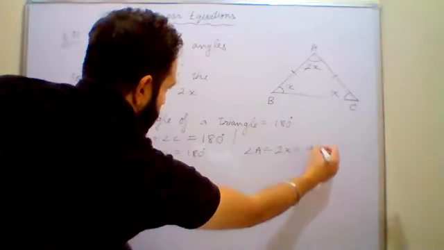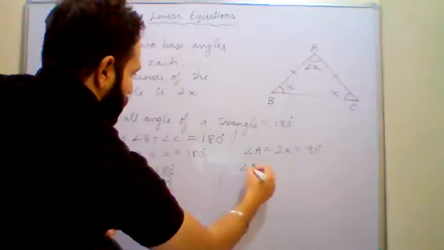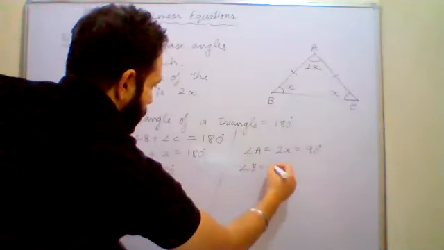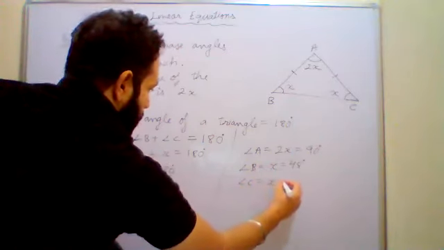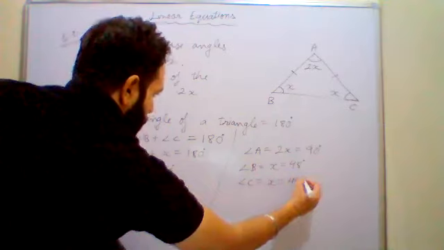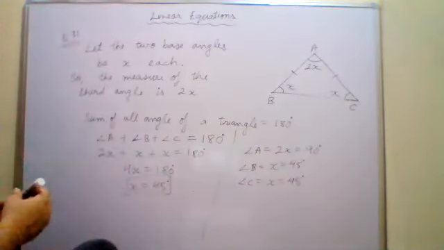That means 90 degrees. Angle B is x, that means 45 degrees. And angle C is again x, therefore 45 degrees. So these are the three angles.